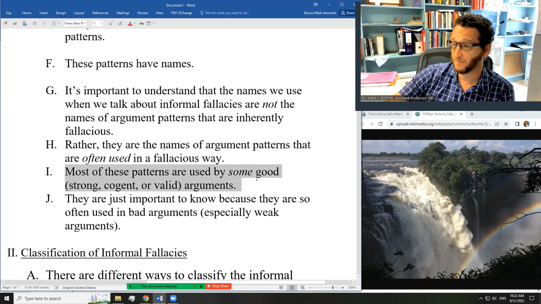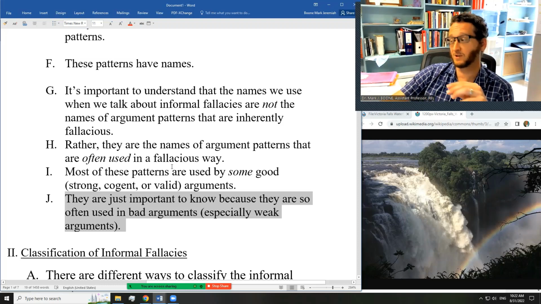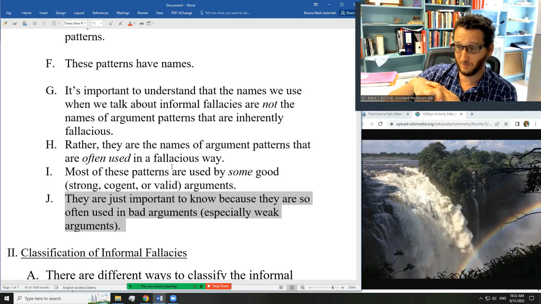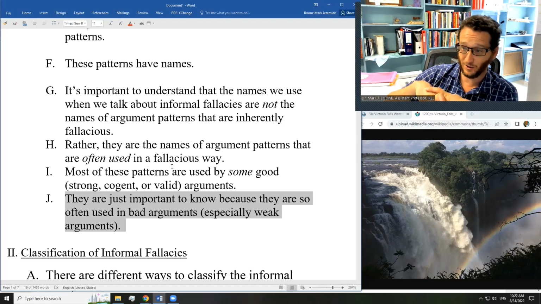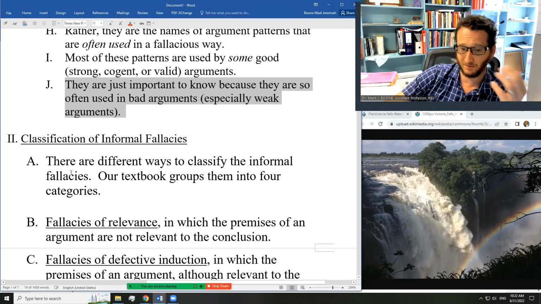Most of these patterns are used by some good arguments, arguments that are strong or cogent, maybe even valid. So what's important to know here is that these are patterns that are often used fallaciously, and what's important to be able to do is use good judgment on arguments that have these patterns to recognize the ones that are fallacious, but not go making false accusations of fallacy just because an argument is an attack on a person or an appeal to authority or an appeal to pity. Some arguments do attack a person or appeal to authority or appeal to pity without being fallacious. It does happen. I'll try to give you as many examples as is necessary to demonstrate this. But these are patterns that are often used in bad arguments, particularly weak inductive arguments. So it's very important to be able to recognize them.